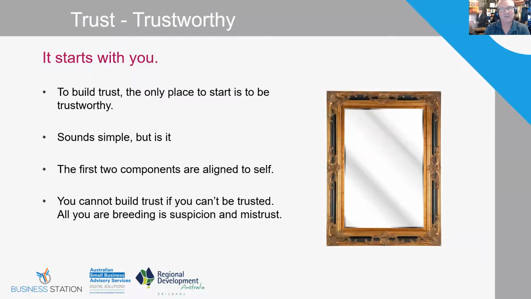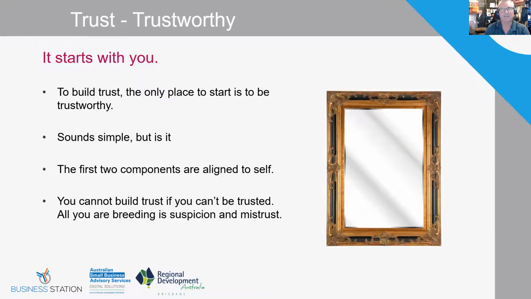So as we work through the first 2 components, they're aligned to ourselves. They are aligned to us. And the reality is that you will struggle to build trust if you cannot be trusted. And ultimately, what we're breeding is suspicion and mistrust, or reliance on clauses and legal options for people to actually get what they're paying for. So really interesting and really important to note that.